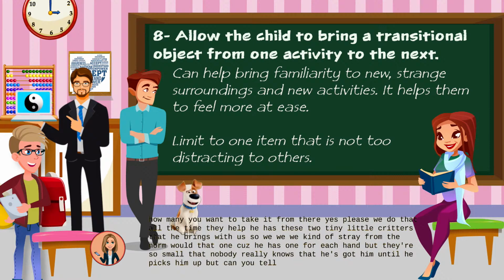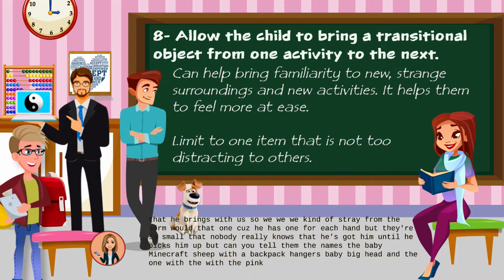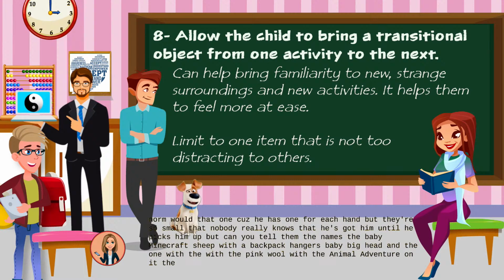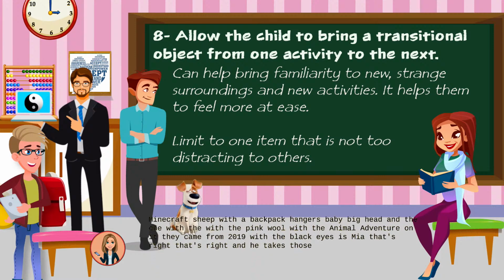Can you tell them their names? The baby Minecraft sheep with the backpack hanger is Baby Big Head. And the one with the pink wool with the animal adventure on it that came from 2019 with the black eyes is Mia. That's right. He takes those with him everywhere, and they help so much. If he forgets them, I can tell.